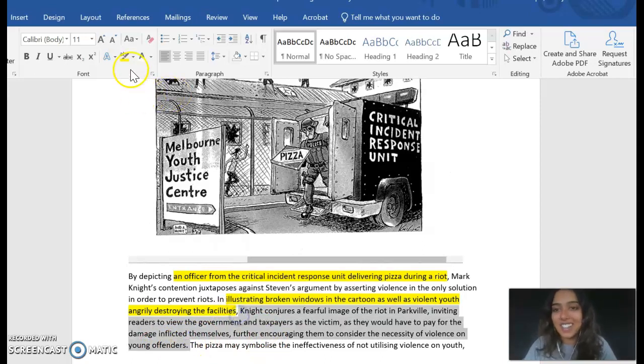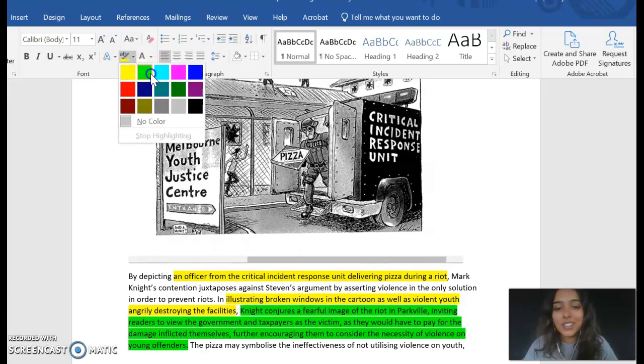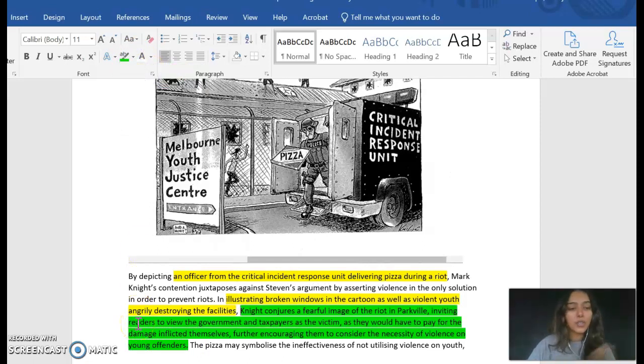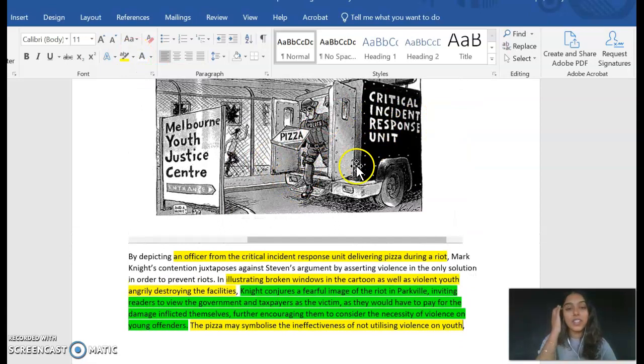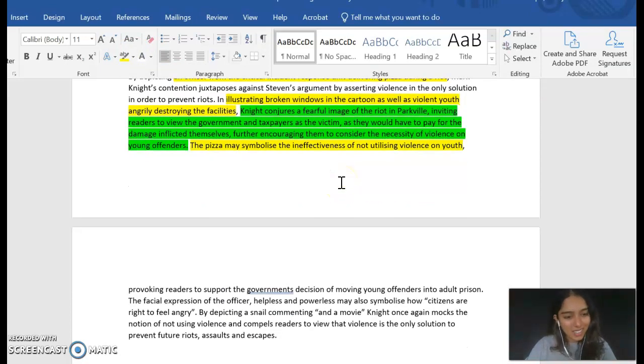I cannot read today. So this is what is called the intention or the intended impact on readers. That's basically what you are doing, guys. Describing what's happening, and then what is the impact? What is the effect? What is the specific audience likely to feel? The pizza may symbolize the ineffectiveness of not utilizing violence on youth. That's what's happening. This special critical incident response unit is delivering pizza to these people who are rioting.